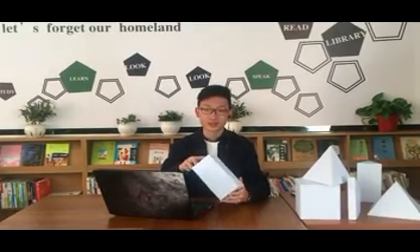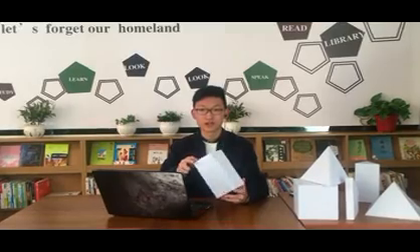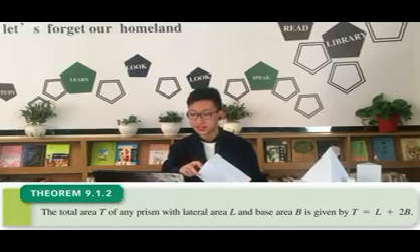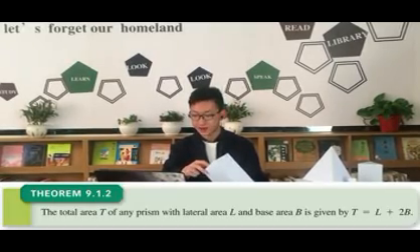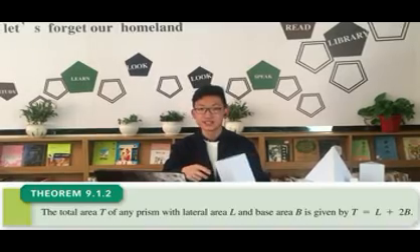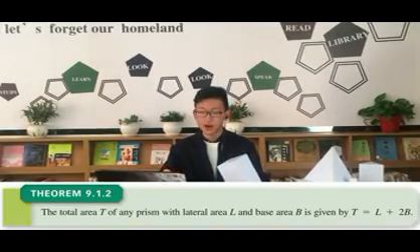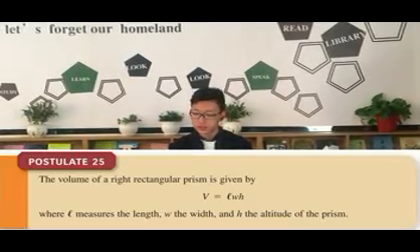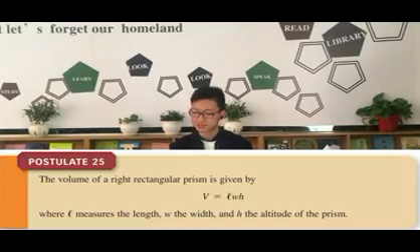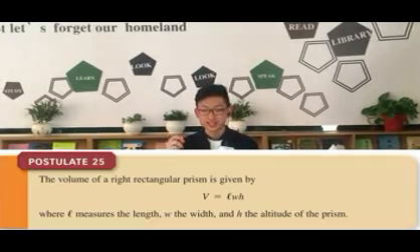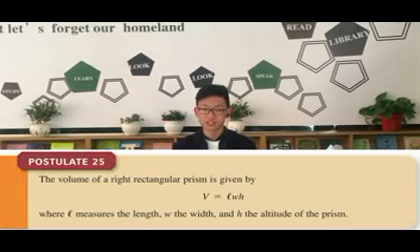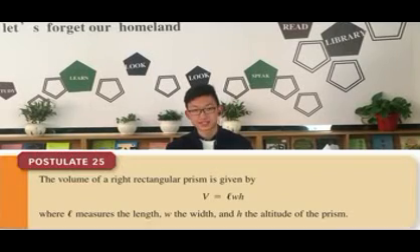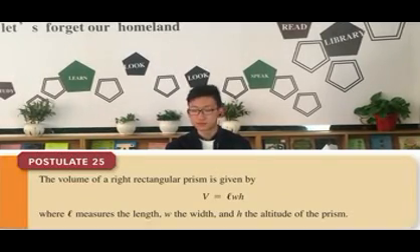Then let me talk about how to calculate the surface area and the volume of a cuboid. The total area T of any prism with lateral area L and base area B is given by T equals L plus 2 times B. The volume of a rectangular prism is given by V equals L times W times H, where L means the length, W is the width, and H is the altitude of the prism.